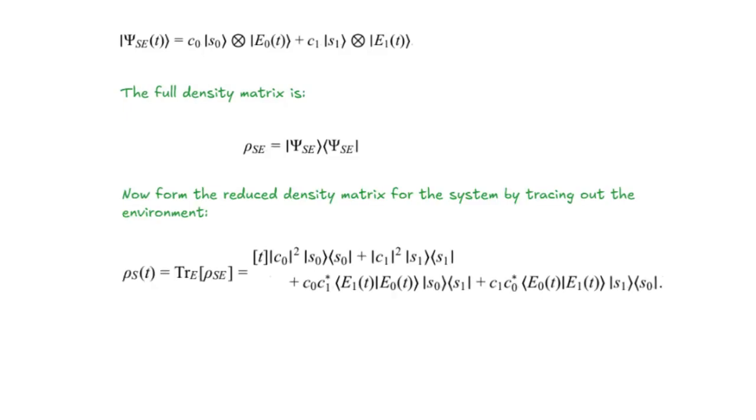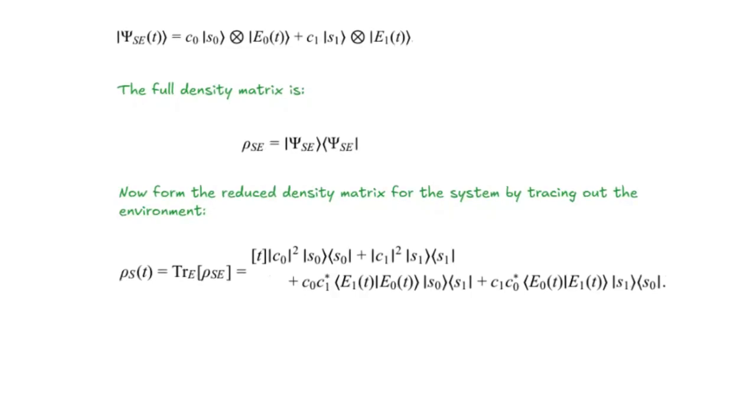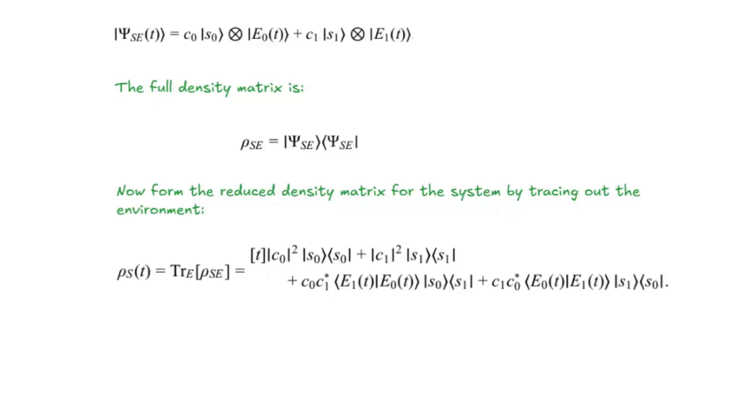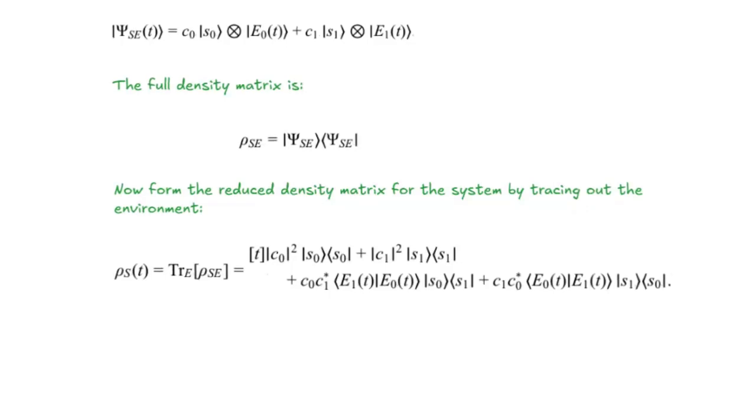Now form the reduced density matrix for the system by tracing out the environment. We start with the combined system, the system we care about and its surrounding environment. To find the density matrix that describes only the system, we mathematically remove, or trace out, the environment's part. This process is called taking the partial trace over the environment. When we do this, we get an expression that tells us what's happening inside the system alone.